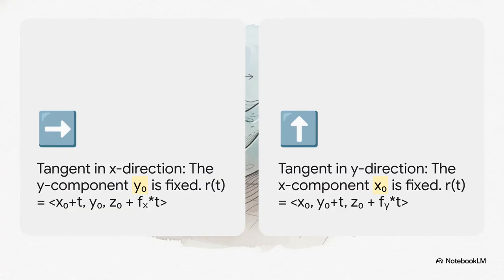For the tangent line in the x direction on the left, notice how the y component, y naught, never changes. It's locked in. All the movement is happening in the x and z directions. And then look to the right. For the tangent in the y direction, the x component is fixed. The math itself is perfectly showing us that east/north idea.